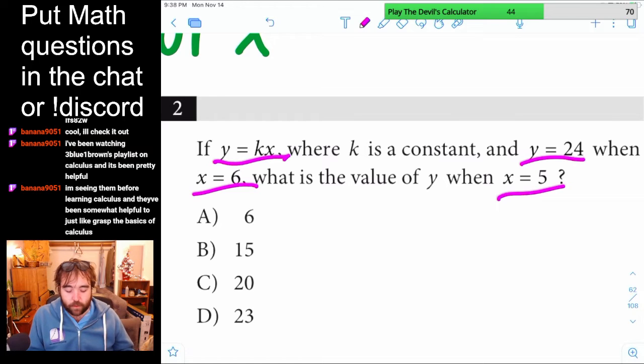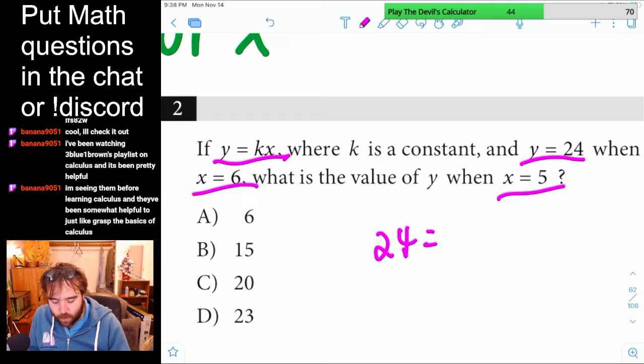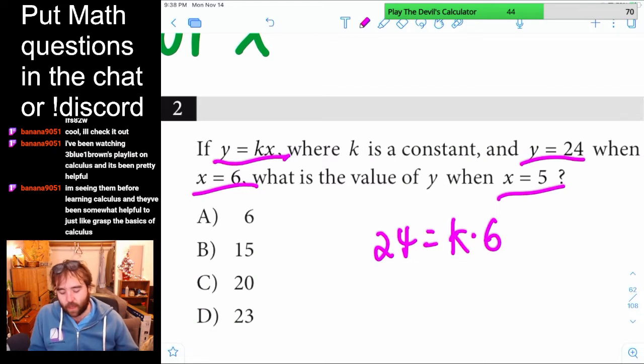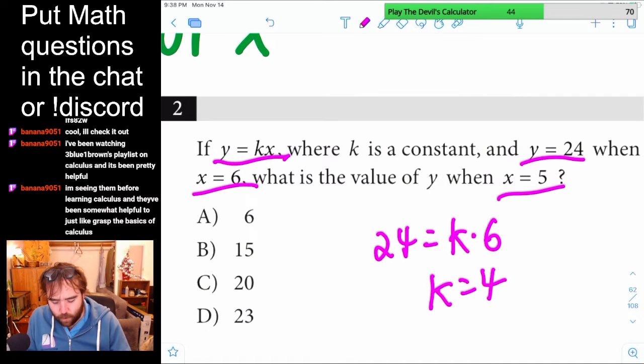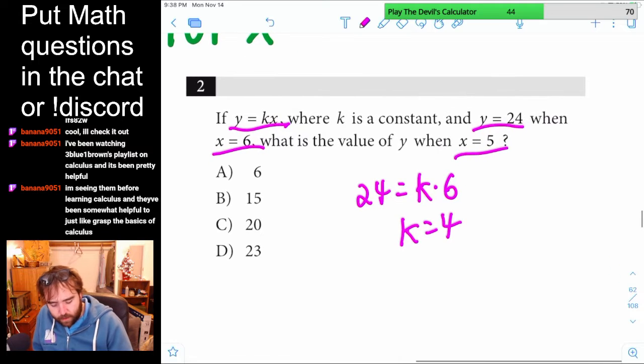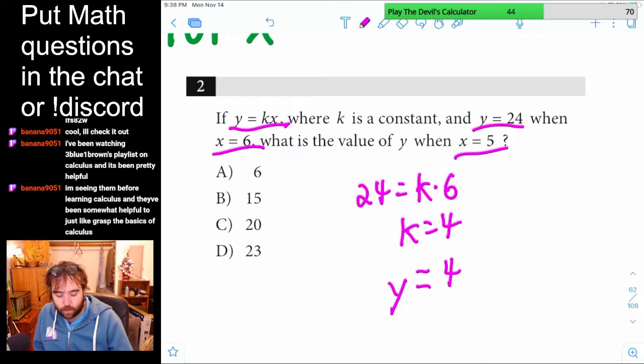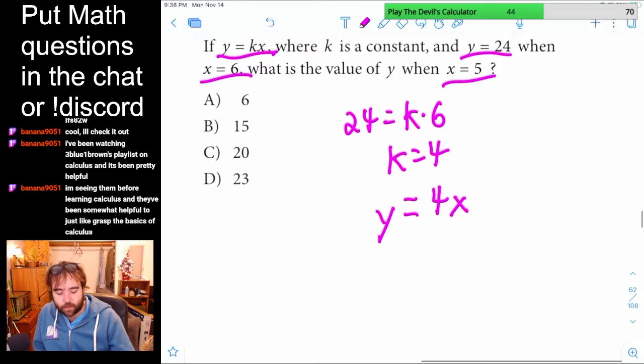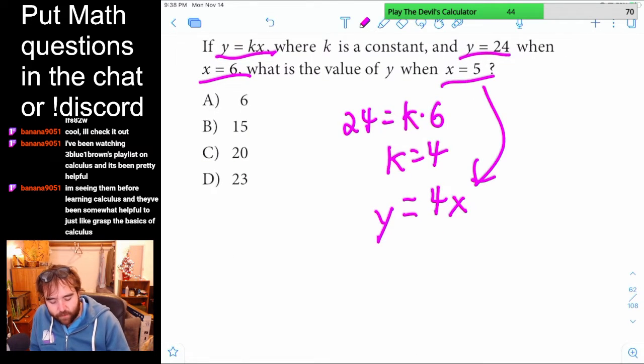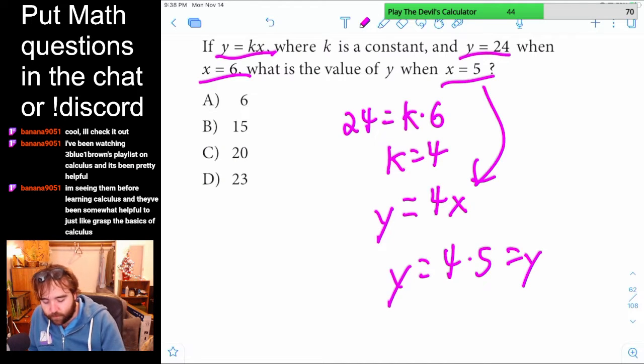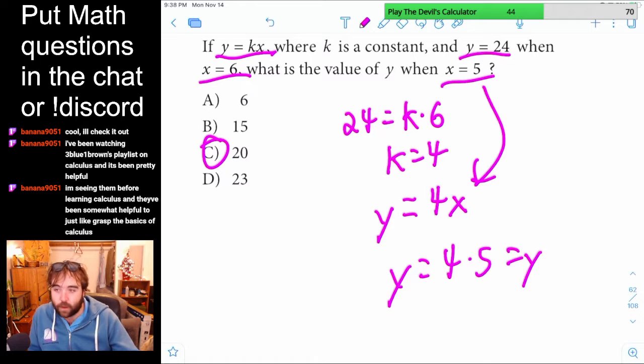So that's what we're going to do. We're going to go y is 24, so 24 equals k times 6. Now we divide both sides by 6, k equals 4. And then now we know our equation is just y equals 4 times x. So now if they're asking us when x equals 5, well, we know that y equals 4 times 5. So y equals 20. And there we go.